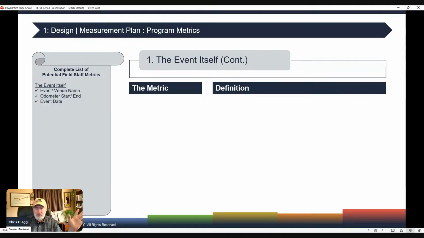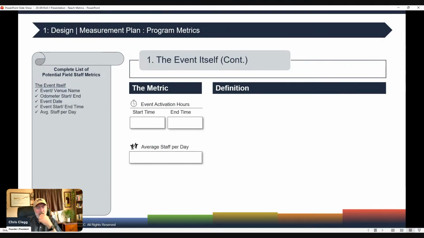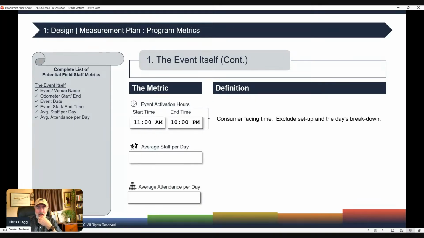So those are the first three for the event itself. There's activation hours, start time and end time. There's staff that are on site, and then there's the attendance at the venue. Now, the activation hours are really critical because you want to get the consumer-facing time. When did you start facing consumers, and when did you finish your consumer-facing time? That may be, let's say, 10 hours.